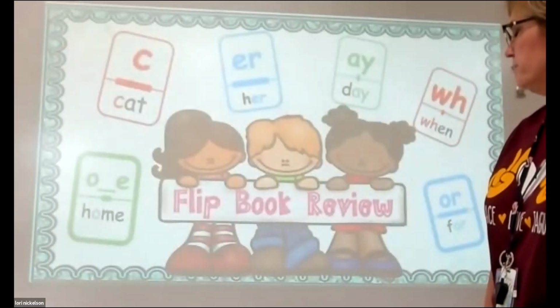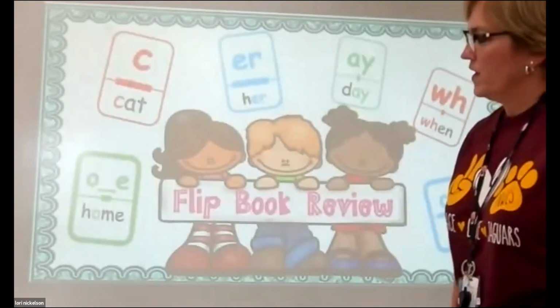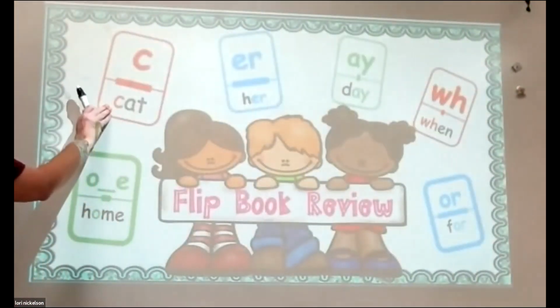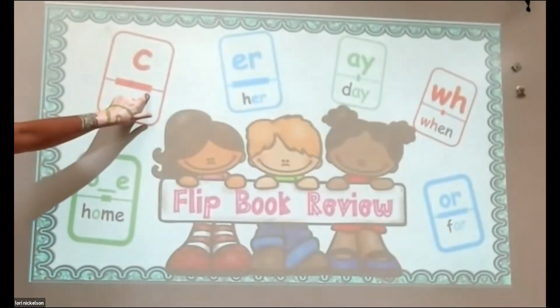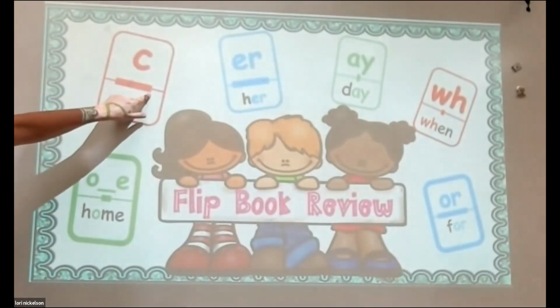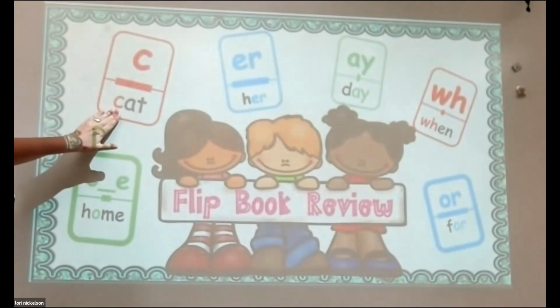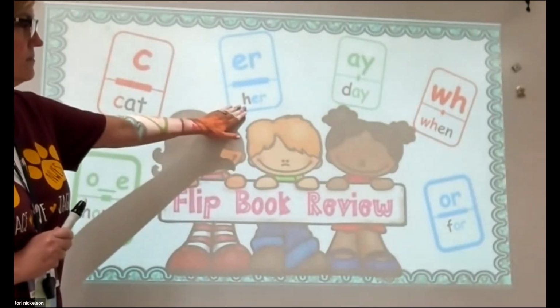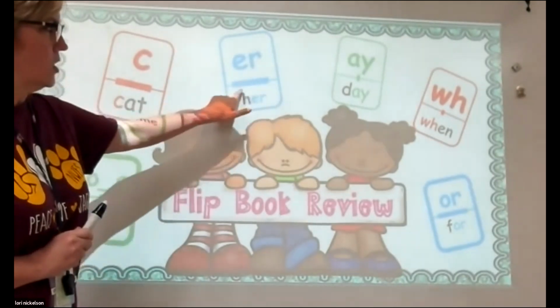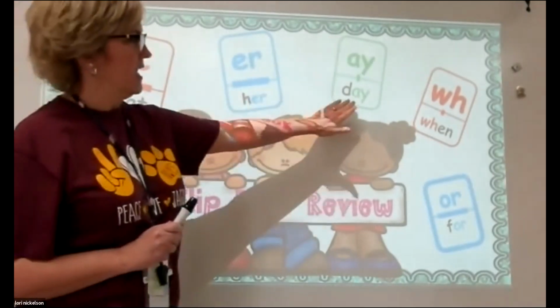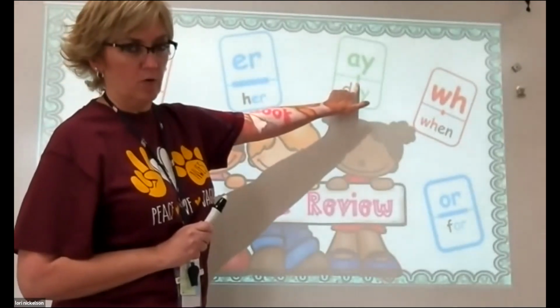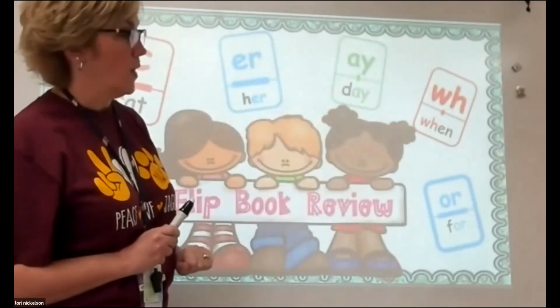So we've got our flip book review. We've got the K as in cat. Notice the power bar. It's a longer power bar there. So you're going to hear that sound a lot. You've got the sound. The power bar is long also. You've got the A sound like in day. It's got a smaller power bar, so you're not going to see that quite as much.